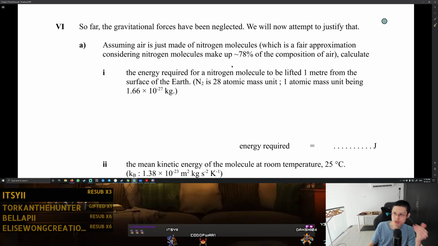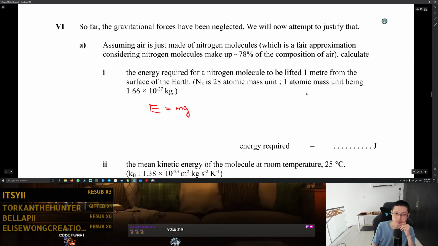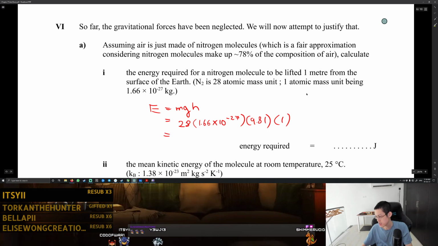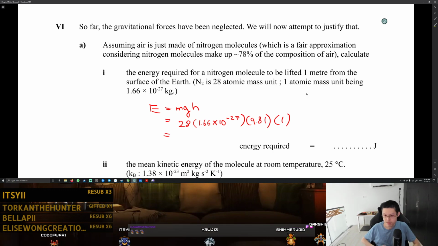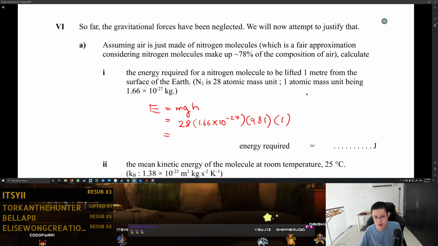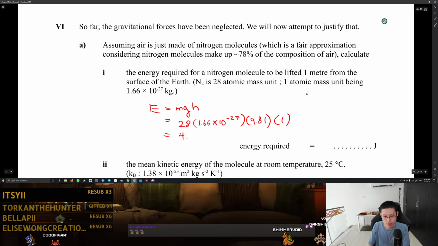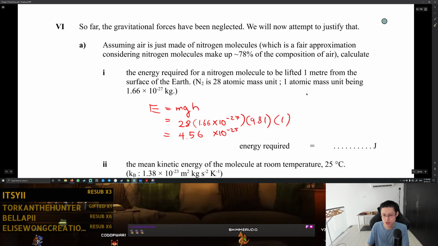So assuming that the gravitational acceleration is constant, which is a fair approximation to make since you are lifting it only 1 meter above the surface of the Earth, we can just use mgh. So the energy required is going to be mgh. M is going to be the mass of a nitrogen molecule, which is 28 atomic mass unit. So 28 times 1.66 times 10 to the power of negative 27 kilograms. G is 9.81. H is 1 meter. So what am I going to get? Calculator. So we're going to end up with 4.56 times 10 to the power of negative 25 joules.